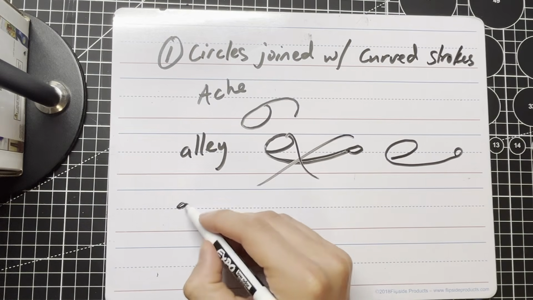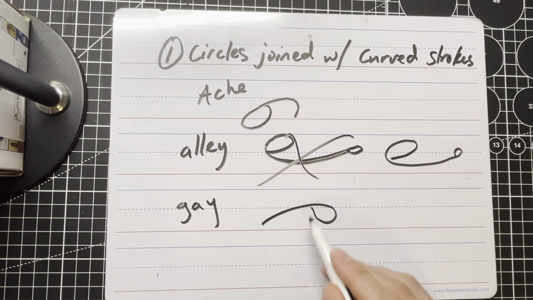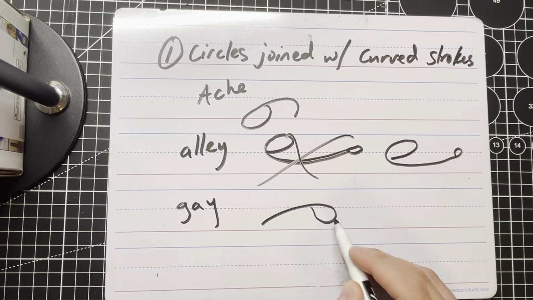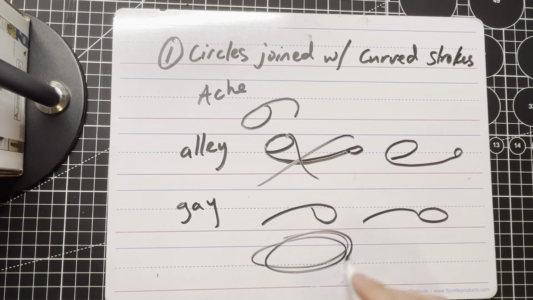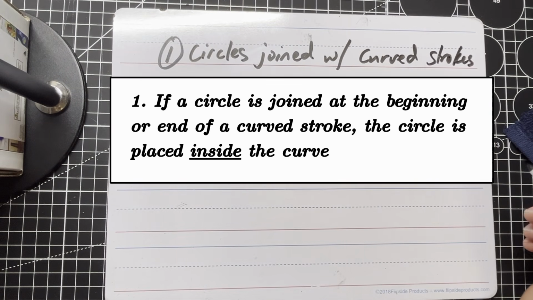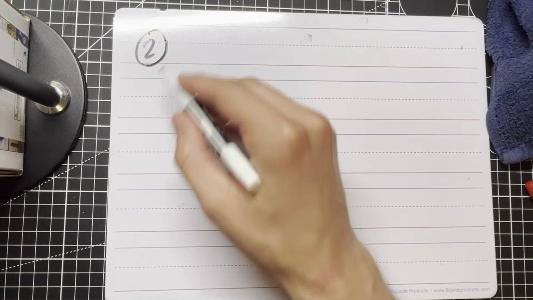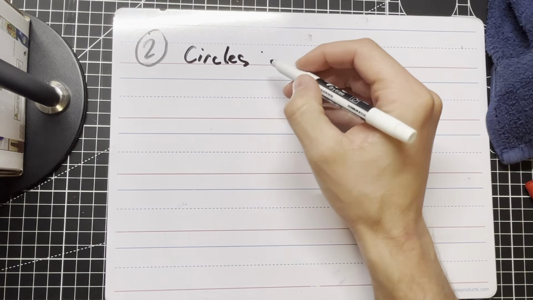Let's do another word. Let's do the word gay. So as you can imagine, gay is written like this, where you have the G and then the A loop, again, inside the curve. You wouldn't write it like this, in part because this is much more efficient and it's following the same writing motion that you're already doing when you're doing a lot of these curves. If you double back on itself, you're having to switch directions and it becomes a lot less efficient. So rule number one, if the circle is joined at the beginning or end of a curved stroke, the circle is placed inside the curve. Next is rule number two, and it relates to circles that are joined with straight strokes.